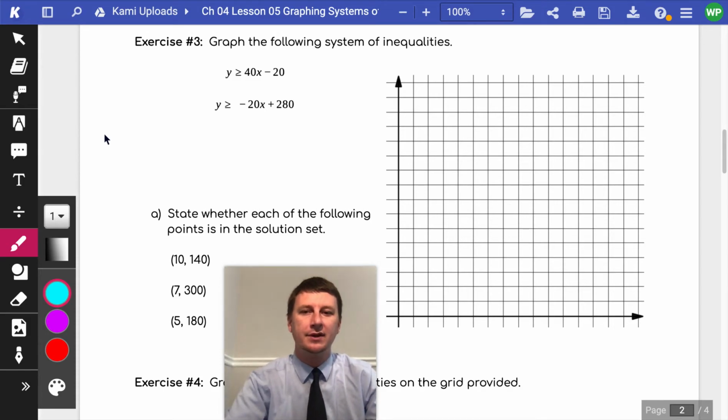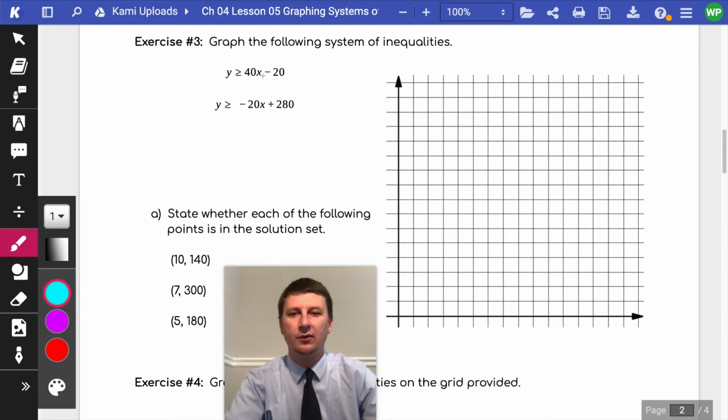Exercise number 3 gives us two inequalities, and it says graph the following system of inequalities. y is greater than or equal to 40x minus 20, and y is greater than or equal to negative 20x plus 280. So we need to do a couple of things here.